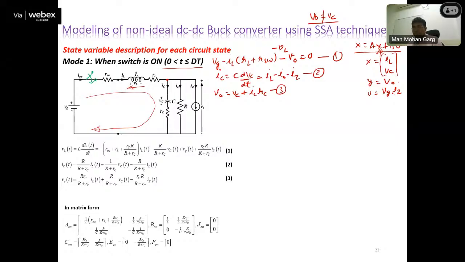We have to formulate these equations, or rearrange these equations in the same format. So now if I start with this first equation, I try to find this VL, which is nothing but L di by dt, equal to Vg minus IL times RL plus RSW, minus V naught, right? Here di by dt is okay, IL is okay, Vg is okay, but V naught is the output, and the output should not come in this equation. We should replace it.